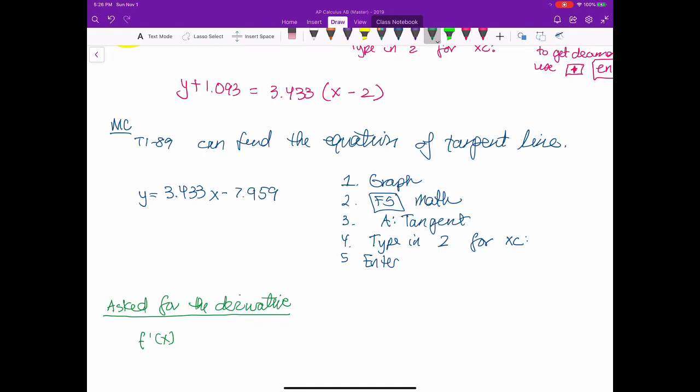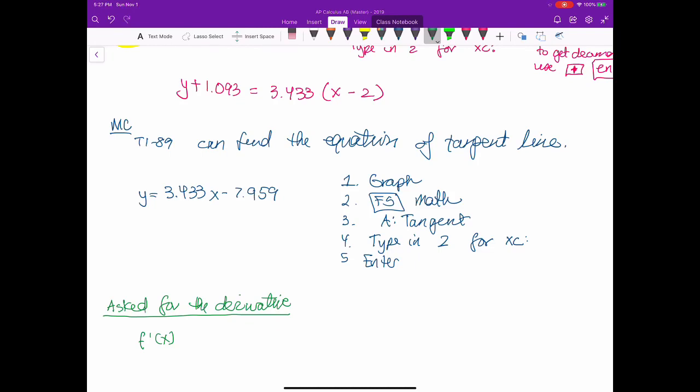Written out if you just need the tangent line. The purpose of this would really be just for multiple choice, so you don't have to justify any steps. You can find it by graphing the function first. Step 2 is to do F5 for Math, then choose Tangent down at the bottom, and type in the number 2 because you only want the tangent at the value x equals 2, and then hit enter and it will give you the equation.